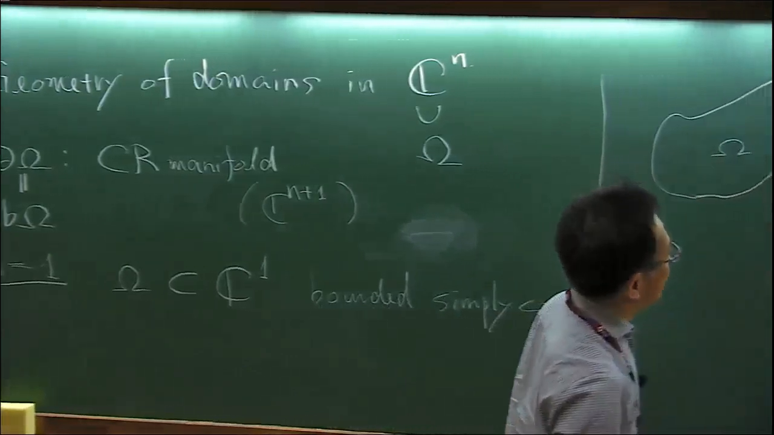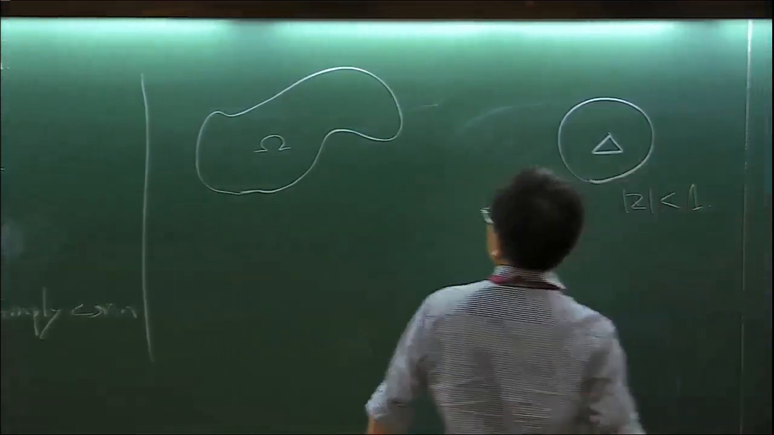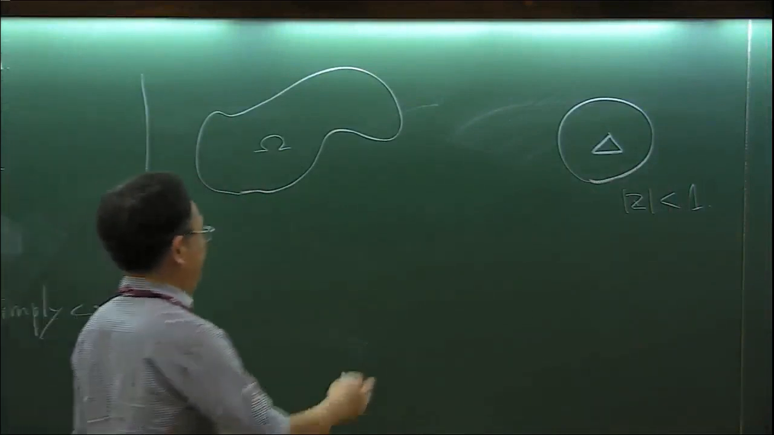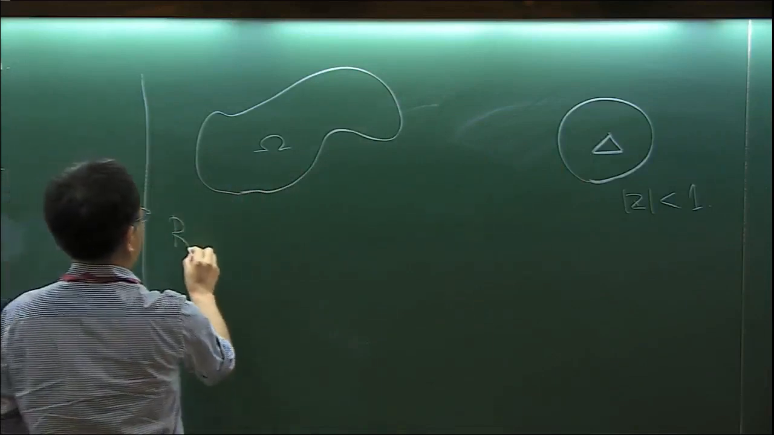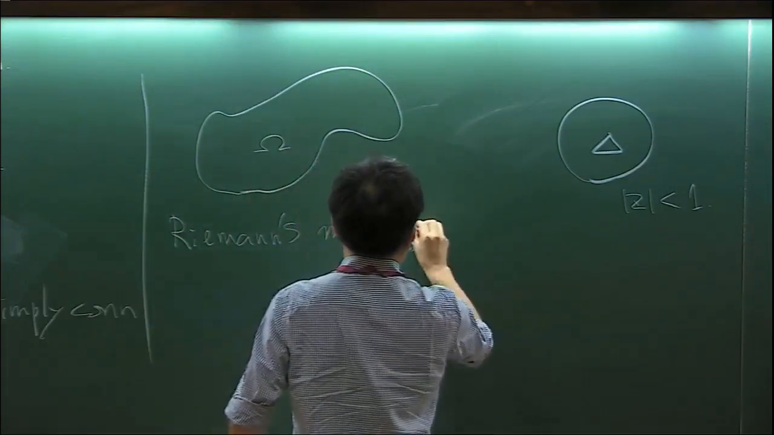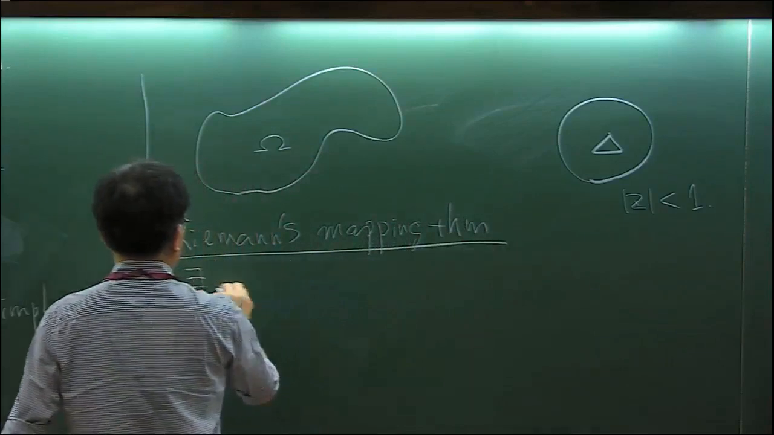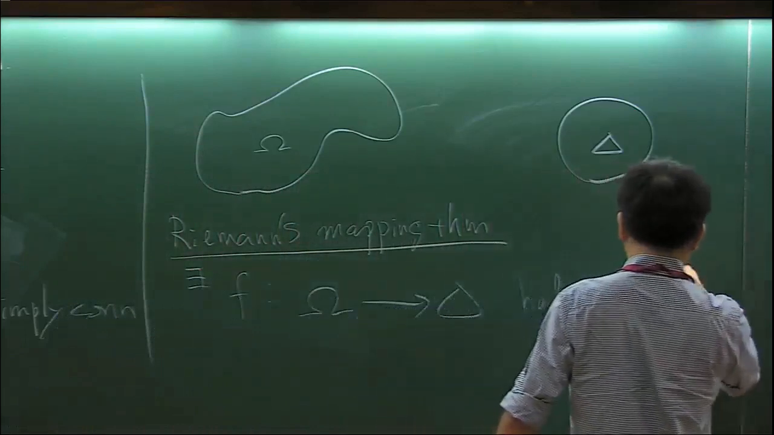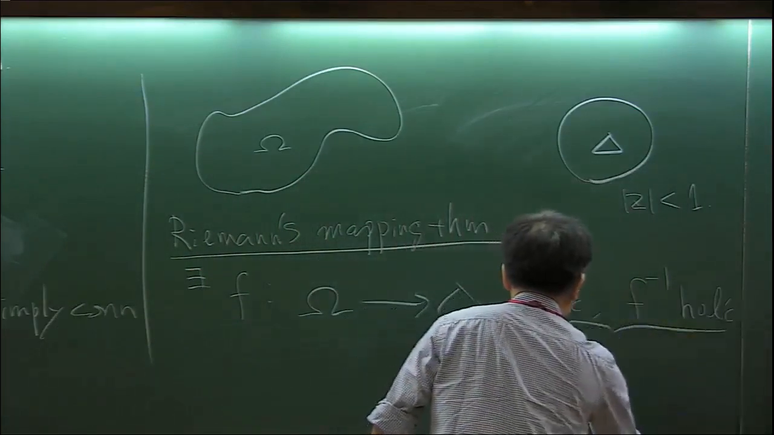So this is omega. The simplest example is a disk given by this definition. See the problem: can you find a holomorphic map which sends this to this, and the inverse is also holomorphic? This is solved by Riemann. This is called Riemann's mapping theorem. It says, under this assumption, there exists a holomorphic map, and the inverse exists and is holomorphic. I call this biholomorphic.